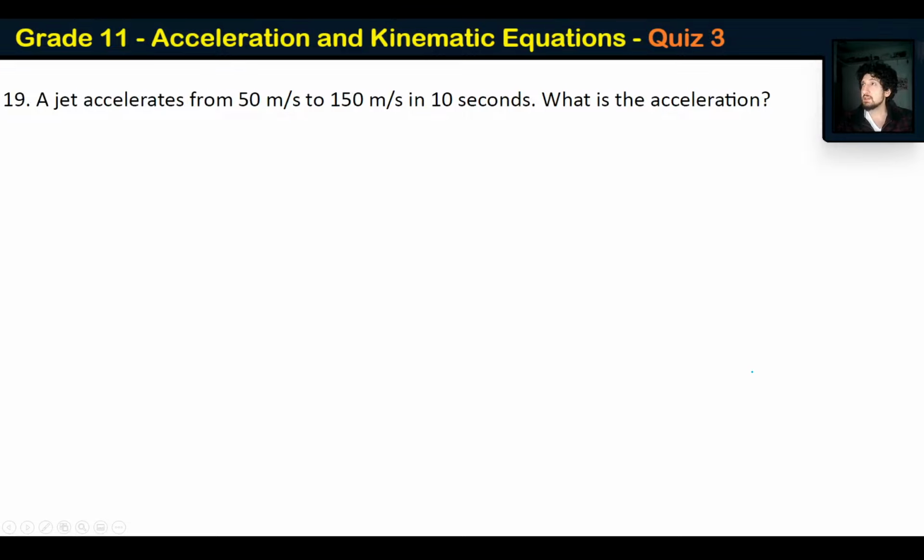A jet accelerates from 50 meters per second, VI equals 50, to 150 meters per second, and that is VF. And time is 10 seconds. What is acceleration?